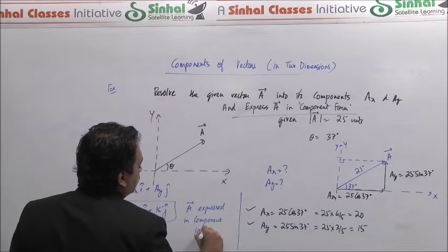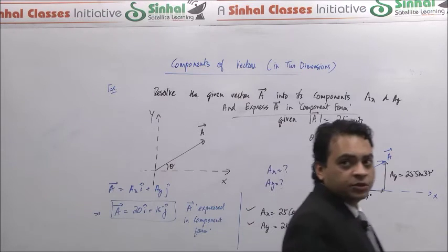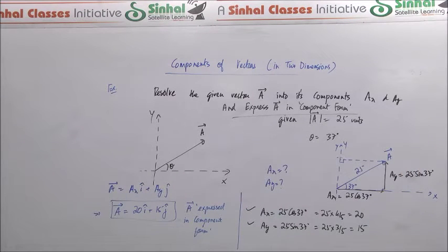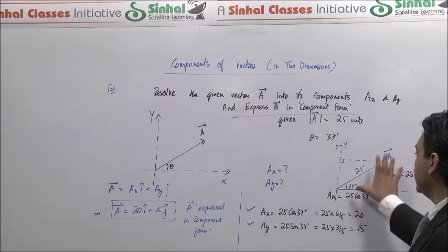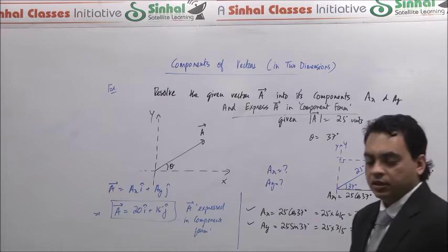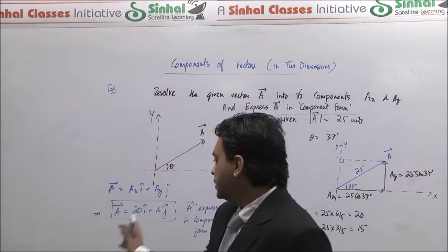Whereas the entire operation that we are doing here to find out these components Ax and Ay, which are 20 and 15 respectively, is called the process of resolution. So we have resolved the vector A into its x and y components, that is A cos theta and A sin theta, and we have expressed it in component algebra.